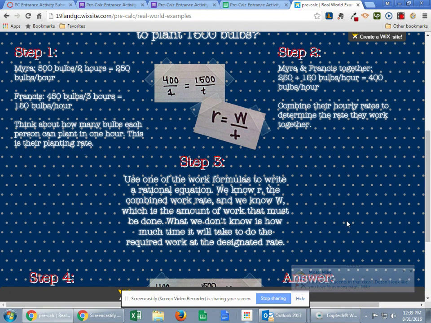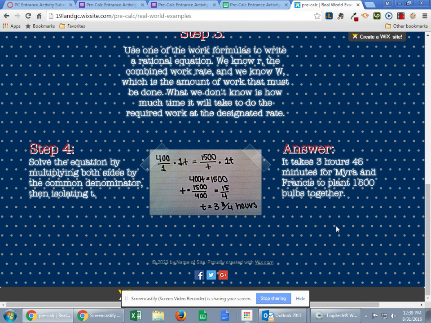Use one of the work formulas to write a rational equation. We know R, the combined work rate, and we know W, which is the amount of work that must be done. What we don't know is how much time it will take to do the required work at the designated rate. Step 4 is solve the equation by multiplying both sides by the common denominator, then isolating. It takes 3 hours, 45 minutes for Myra and Francis to plant 1,500 bulbs together. That is one example.